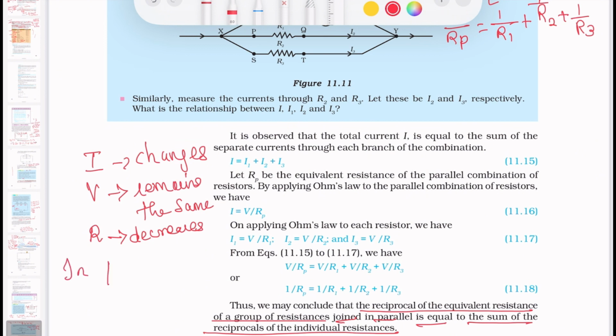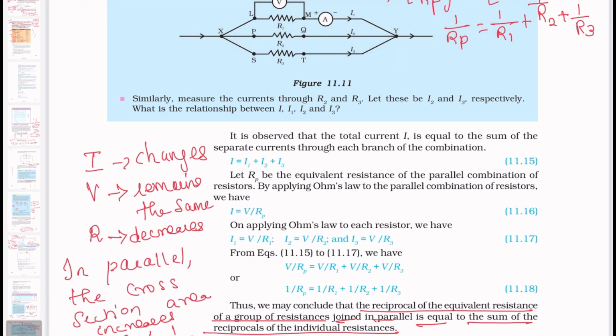So in a parallel circuit, the cross section area is increased. Cross section area increases. So we know that R is inversely proportional to the area A. Therefore, in a parallel circuit, when the resistors are connected in parallel, R decreases. So this is how I find the current, voltage and resistance in a parallel circuit.